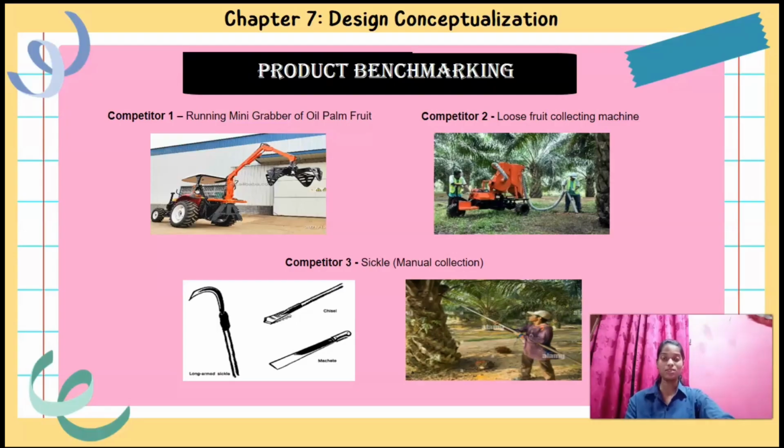Design conceptualization. So let us start with product benchmarking. The first competitor for our product, which is the smart material handling device, is a running mini grabber of oil palm fruit. The second competitor is the loose fruit collecting machine, and the third one is the manual way, which is using a sickle.